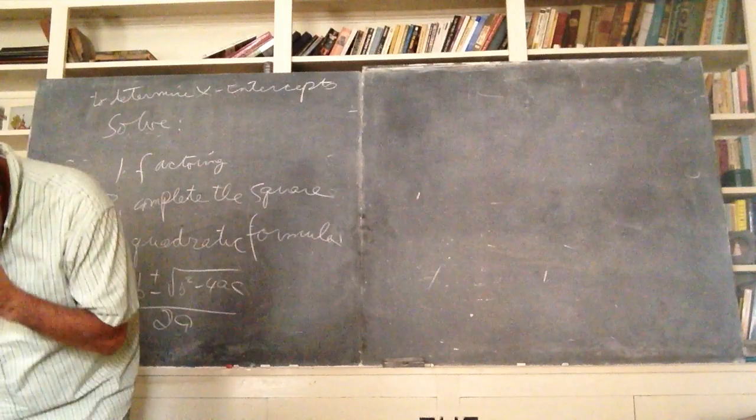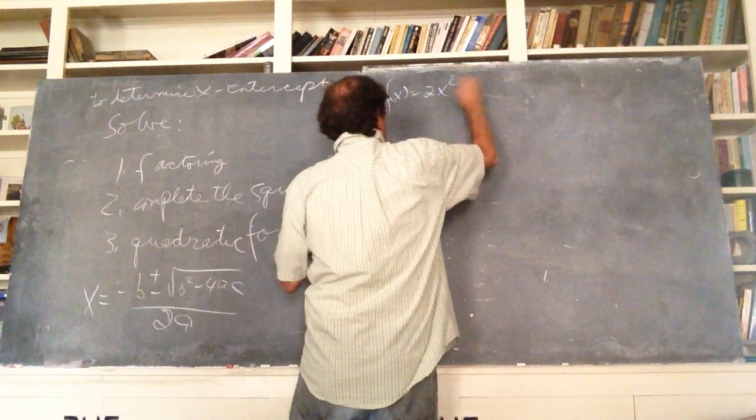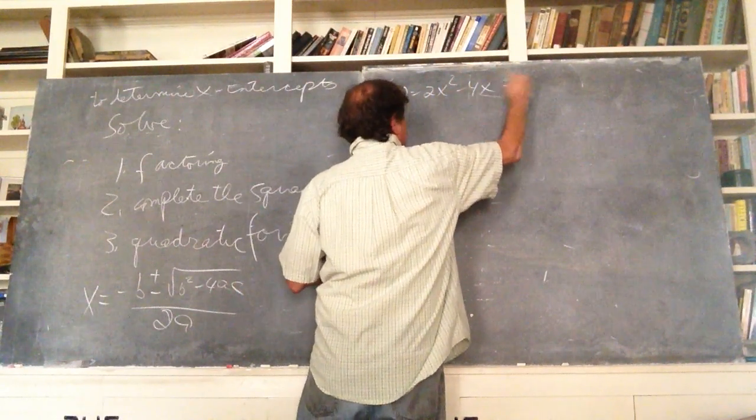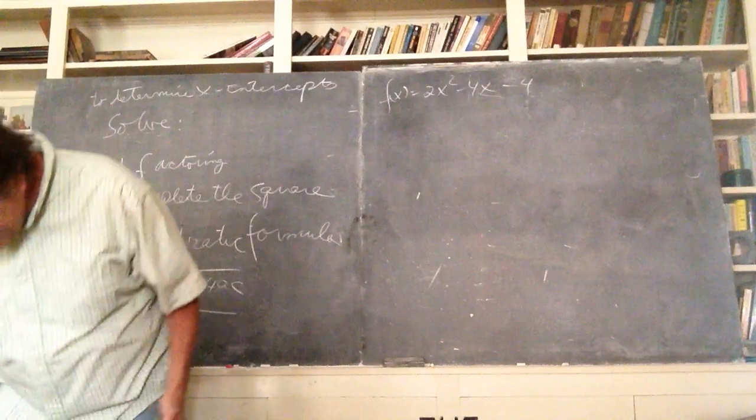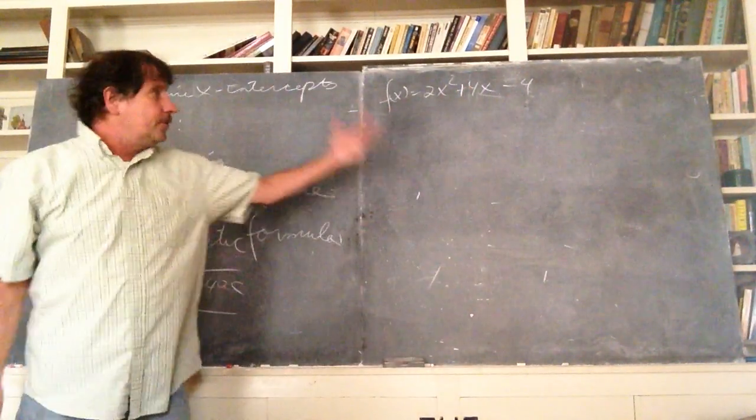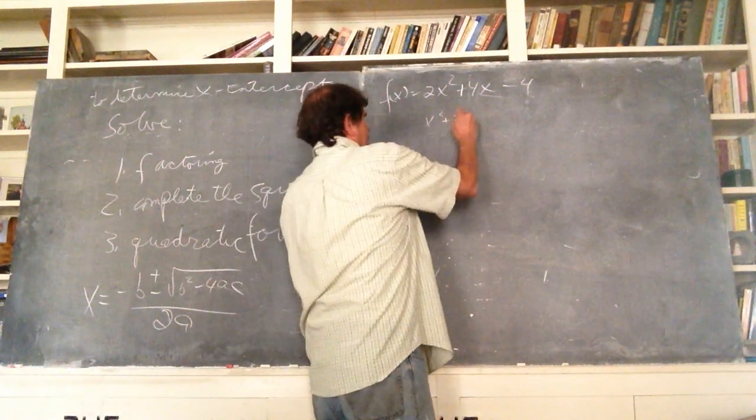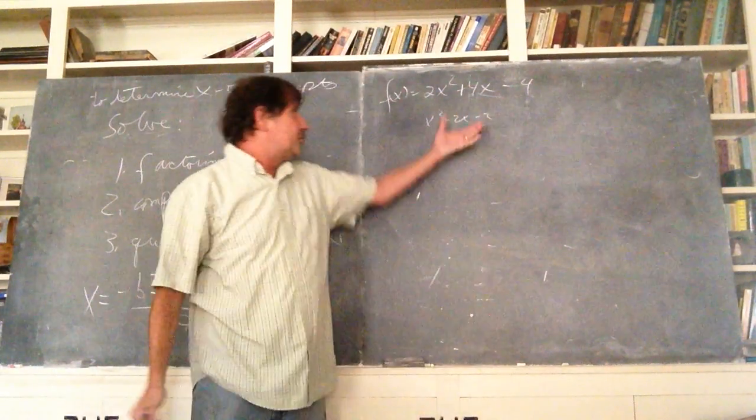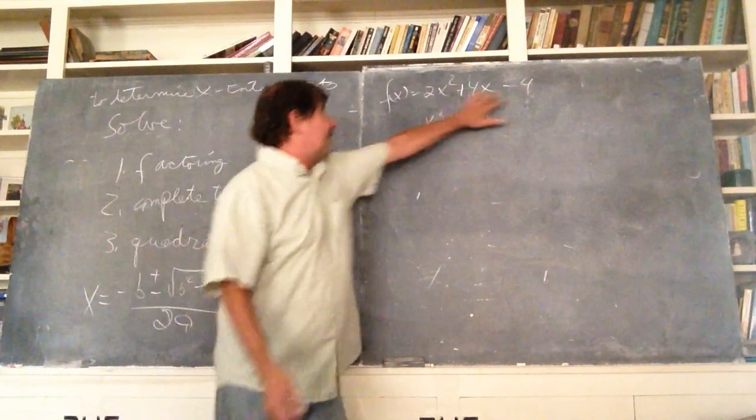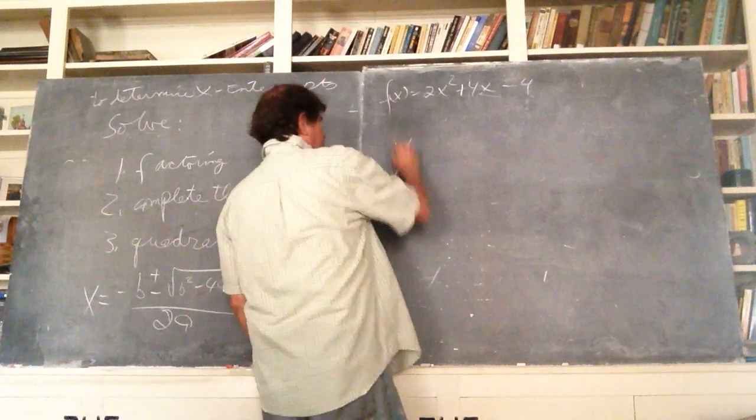Let's just do one example. f of x equals 2x squared plus 4x minus 4. I think. There's an example. I would try to factor that. First off, you can factor 2x, and this would actually be called x squared plus 2x minus 2. But you can't factor that, so you have to use the quadratic formula.